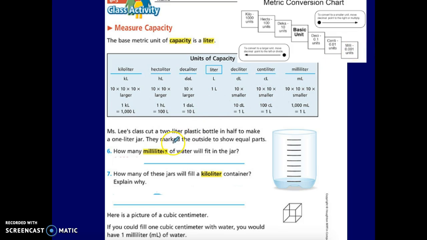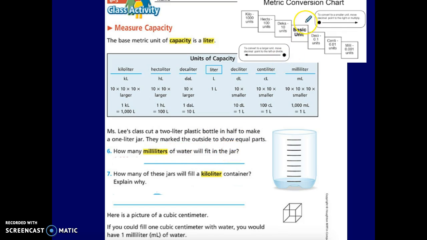So let's go ahead and see if we can do some of these problems. It says, Mrs. Lee's class cut a 2-liter plastic bottle in half to make a 1-liter jar. So this is our 1-liter jar. They marked the outside to show equal parts. How many milliliters of water fit in the jar?